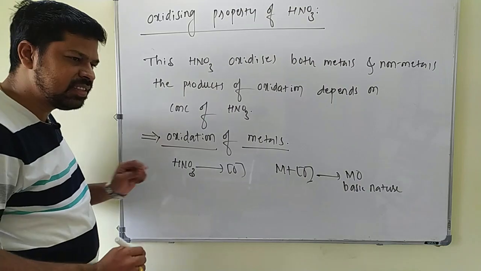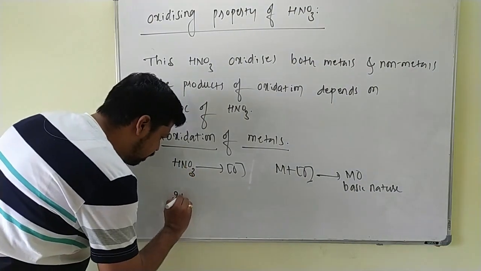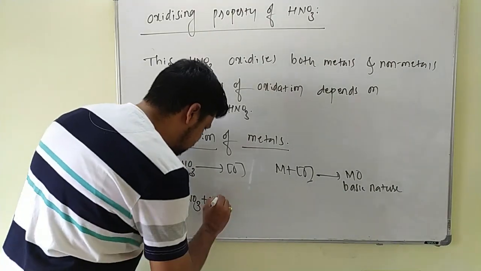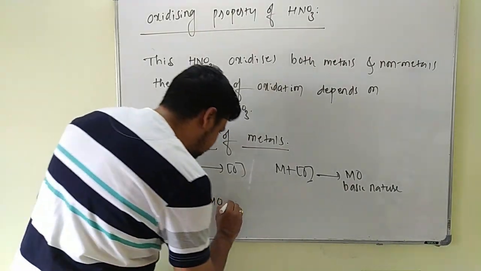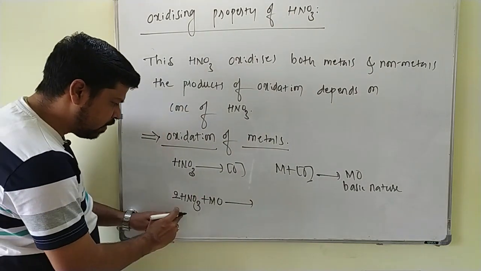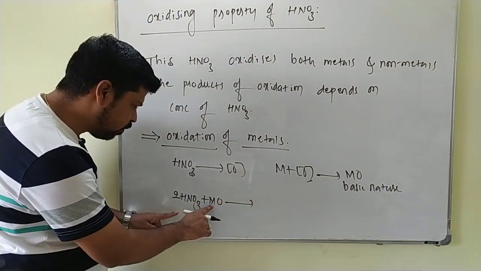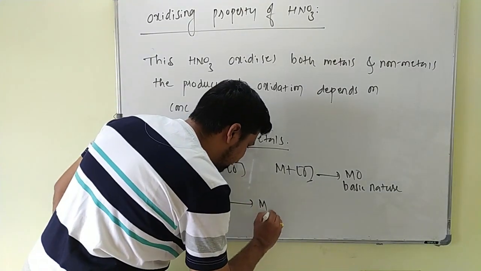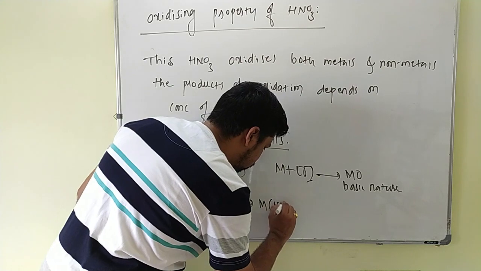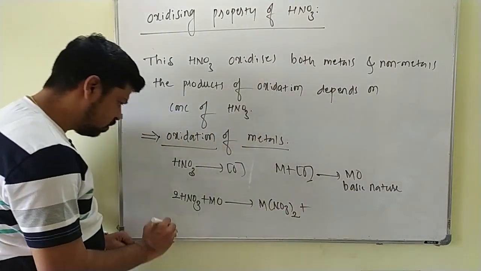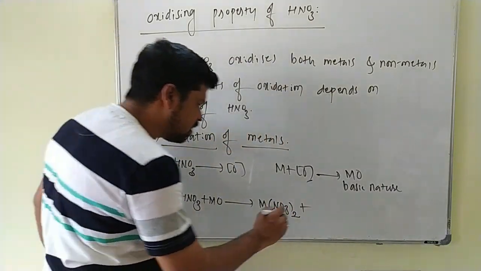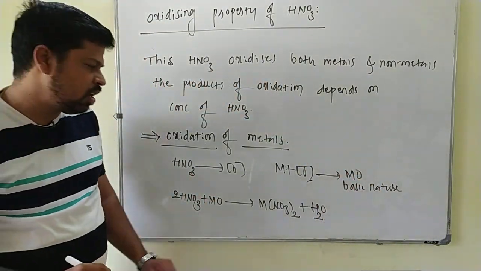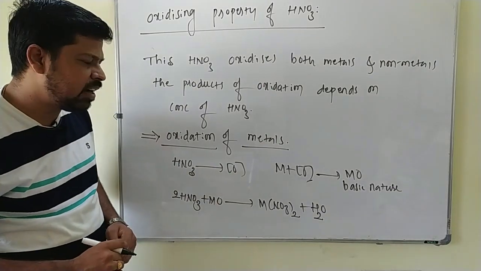Again they will react with acid here. So they will react with 2 times of HNO3 plus metal oxide. So ultimately, in each oxidation product you will get metal nitrate. This metal combines with nitrate, you will get metal nitrate, plus 2 hydrogen, 1 oxygen, you will get 1 water molecule. This is the basic idea about the oxidation of the metals by concentrated HNO3.